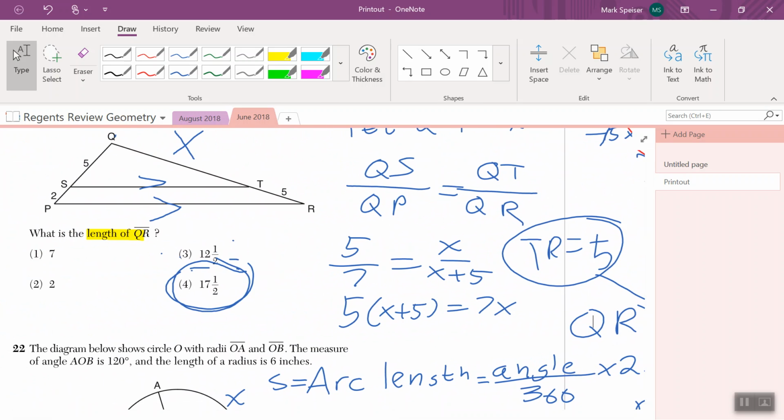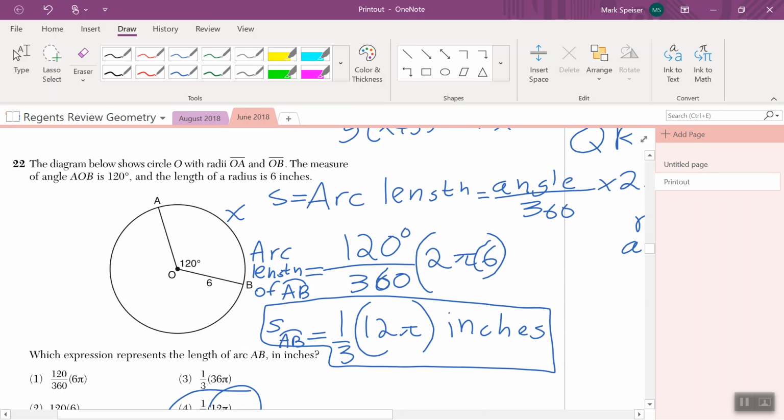Question number 22. The diagram below shows circle O with radius segment OA and segment OB. The measure of angle AOB is 120 degrees. The length of the radius is 6 inches. Which expression represents the length of the arc ACB in inches? Well, the length of the arc we'll call X.